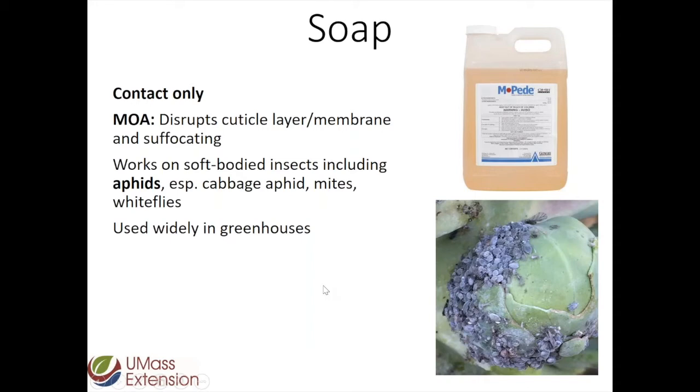So insecticidal soap is kind of similar to oil, but where you want to smother the insect with oil, here it's kind of disrupting the cuticle layer or the membrane. And so, yeah, it works on contact only, and for soft-bodied insects like aphids and mites and whiteflies. So it's used a lot in greenhouses.